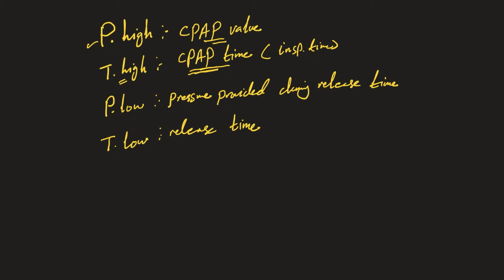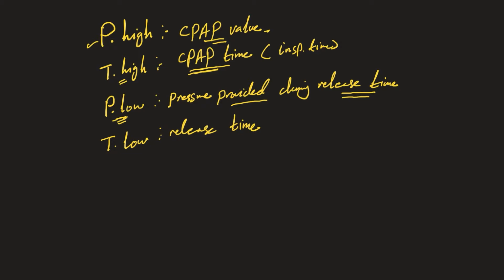And then P low, we said this is the pressure provided during the release time. I want to make sure you understand this is independent from the pressure that will be in the circuit at that time, secondary to the valve release. When the valve opens, the CPAP value, the P high, will drop to a lower value because of the release of some of the pressure. This is different from P low. With P low, the ventilator will provide any extra pressure during the release time.